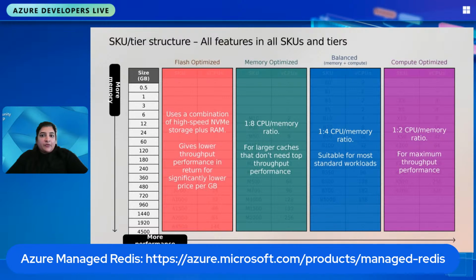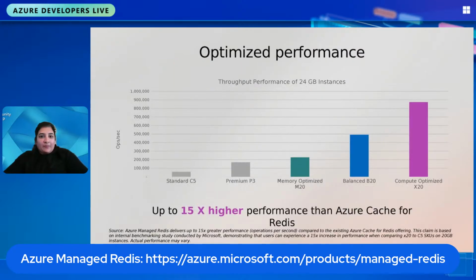And then compute optimized is the one that you would go for if you need the maximum throughput. Obviously, all of these are priced differently so that you get options to choose the right SKU and the right tiers for your requirements. And then from a performance perspective, we've put together some comparison of how these memory optimized, balanced, and compute optimized fare against our existing tiers.